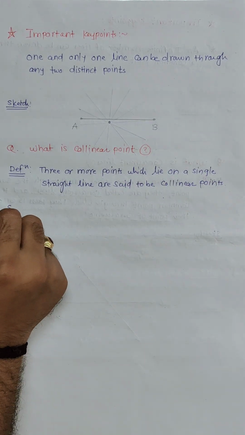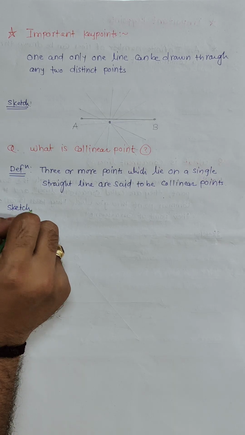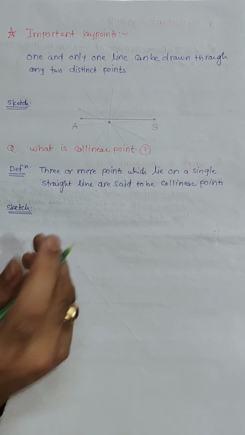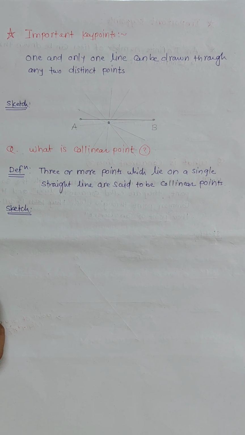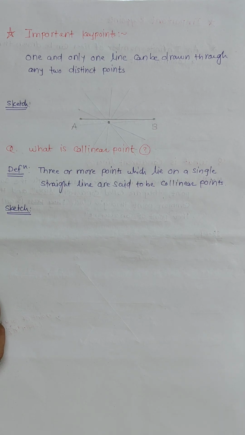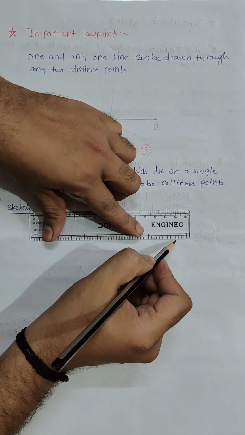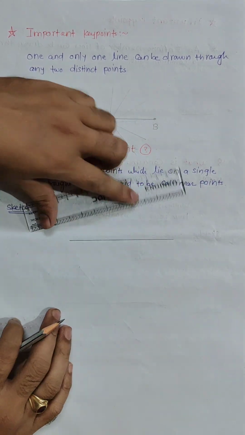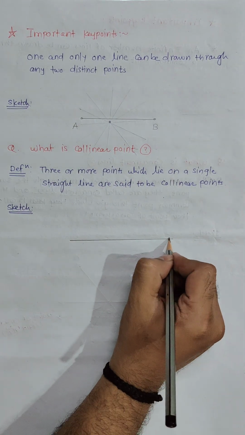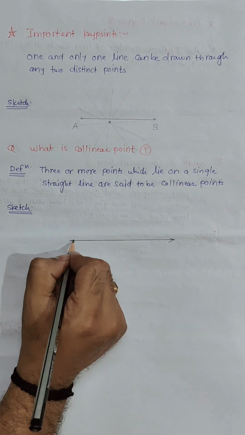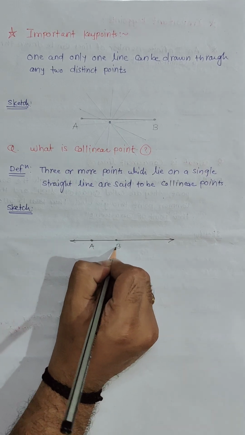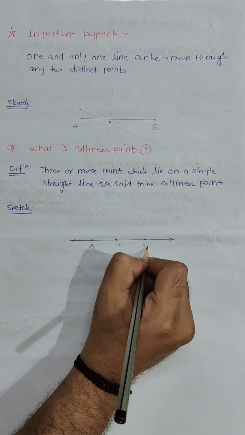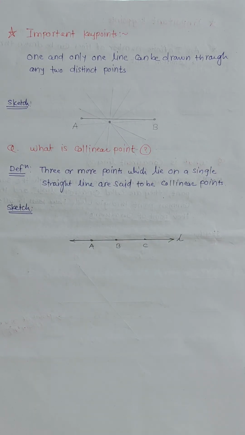Now, what is the sketch of the collinear points? Now, you need to draw a figure. त्याची फिगर कशी काढणार आपण? बघा. How to draw the figure of collinear points? Firstly, draw a single straight line. On that single straight line, indicate the 3 points. Point A, point B, and point C are the collinear points on a line L.